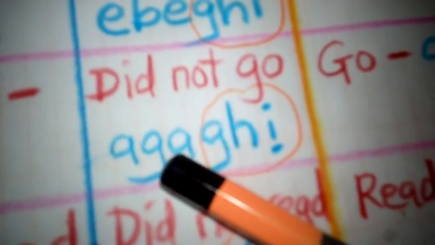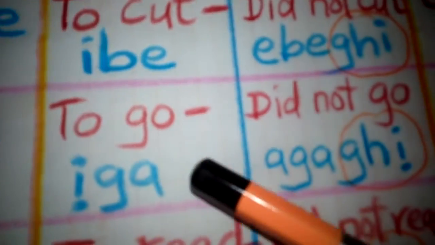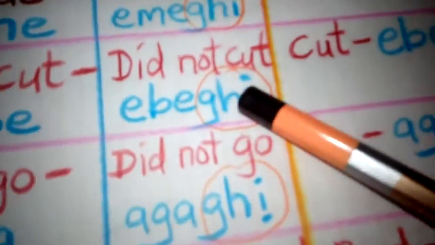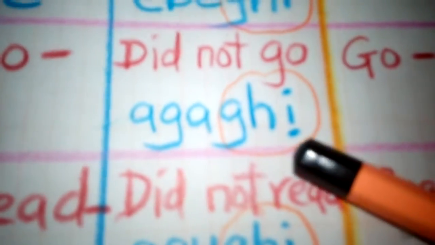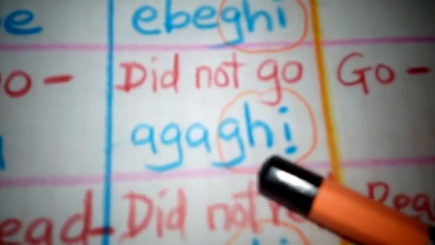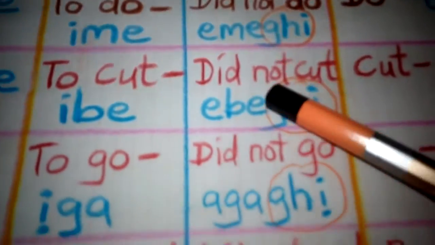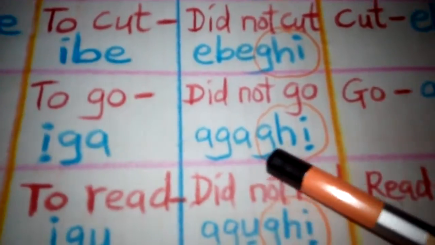Agaghị, did not go, because ga is in this group. It is an a group, so you need the one that has dots underneath. Our a group all has dots. So we need something that has dots underneath. That's why we put this ghị instead of ghi, just the same thing. You must follow the vowel harmony.